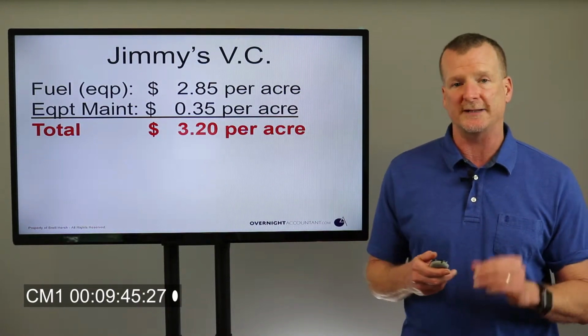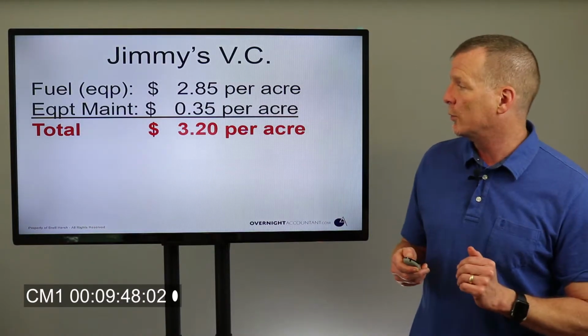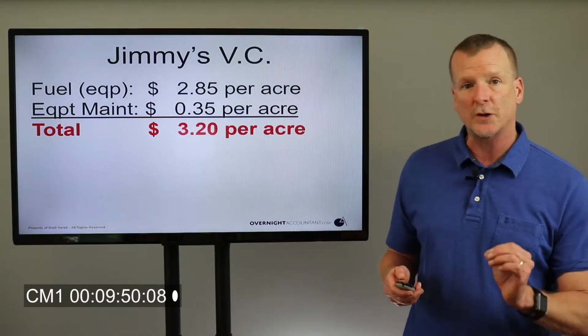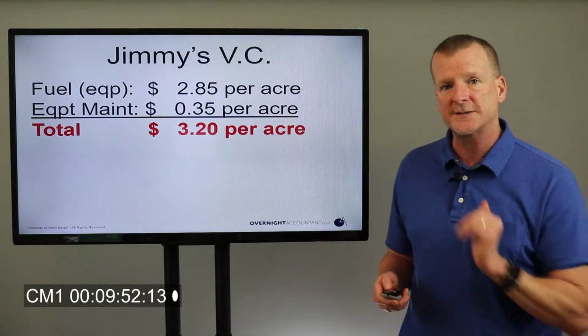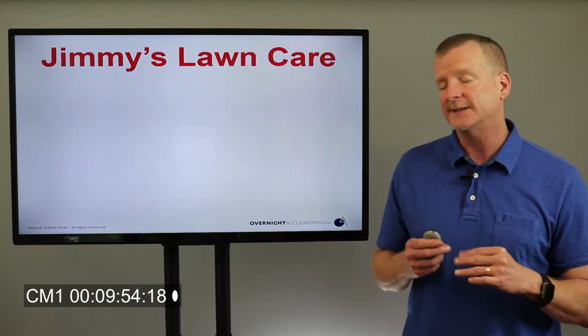So that's how we arrive at that. Those are the steps you need to go through in order to arrive at what your variable costs are per unit, average variable cost per unit of production. His is acres mowed.